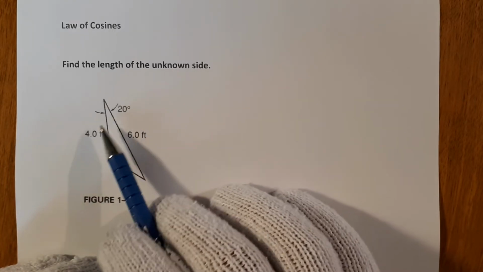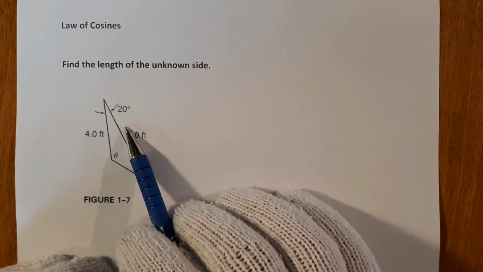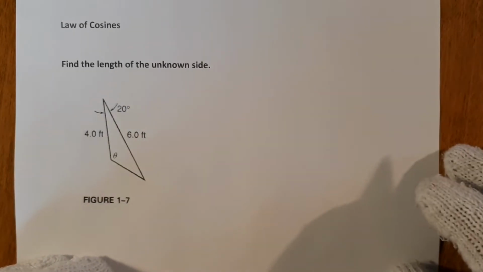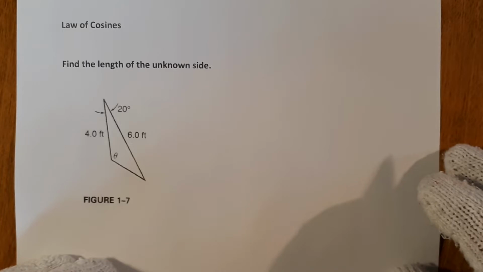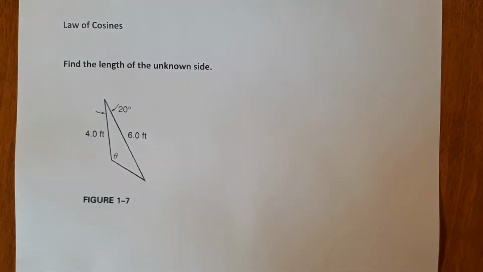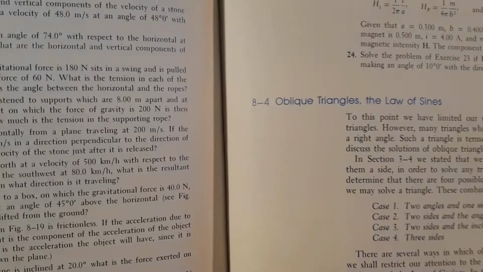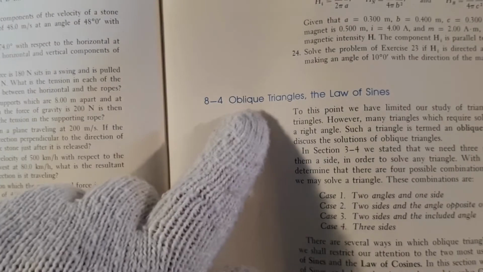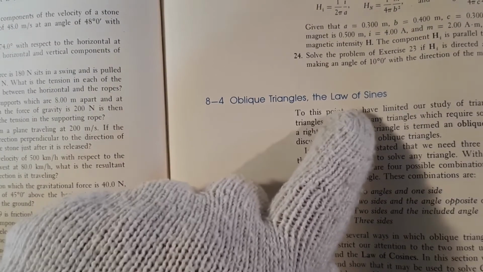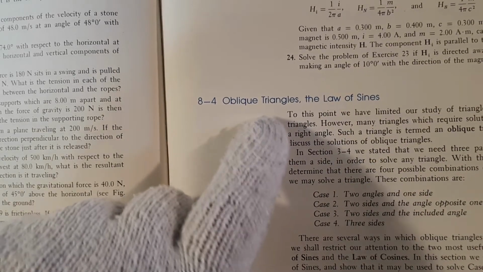And when we have an angle that is enclosed by two lengths which we know, we can use the law of cosines, also known as the cosine law. Let's have a look at the law of cosines for a moment. The law of cosines is used for oblique triangles, which means it's not a right angle triangle. We can also use the sine law, but for our case, we're going to use the cosine law.